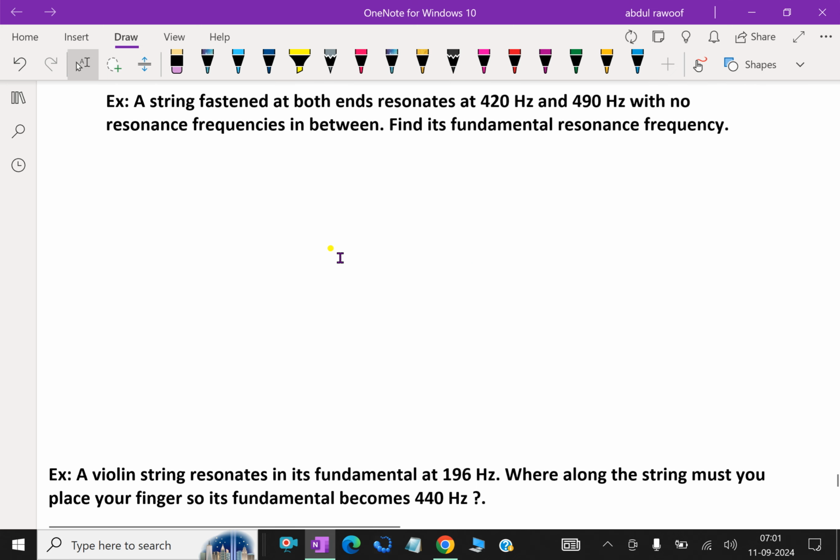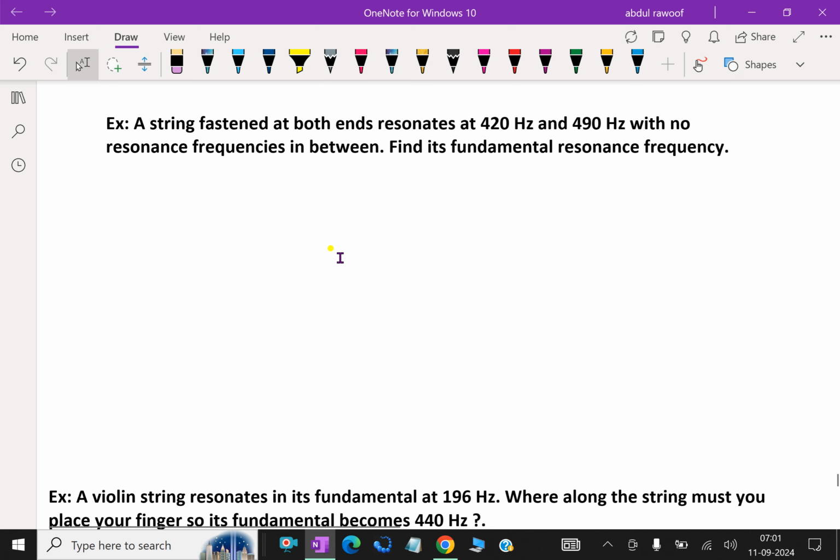Next question. A string fastened at both ends resonates at 420 Hz and 490 Hz, two frequencies with no resonance frequencies in between. Find its fundamental resonance frequency. Here, in general, Fn equal n F1.